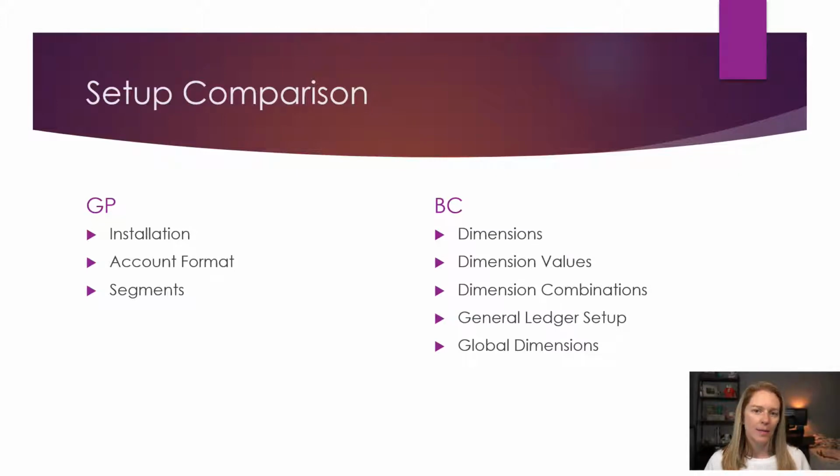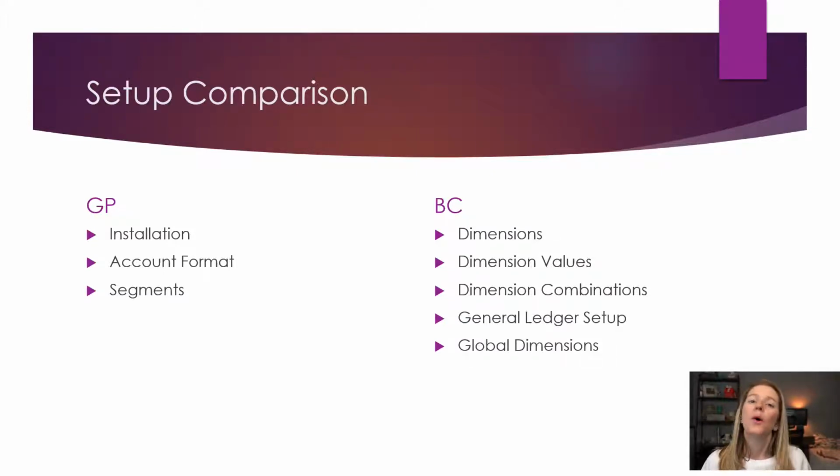That's why, when I used to do installations many, many years ago, I would almost always do it at 66 characters and 10 segments, just to make sure that if anybody really needed that segmentation, they would have it there. So in GP, you do it during the installation. In Business Central, there's really nothing that you do. The tenant is there and you make that decision when you're setting up the chart of accounts.